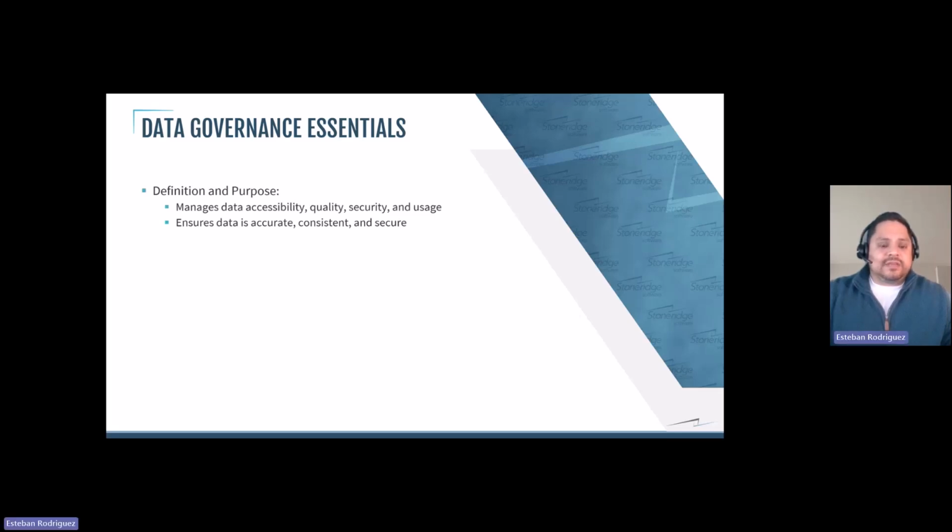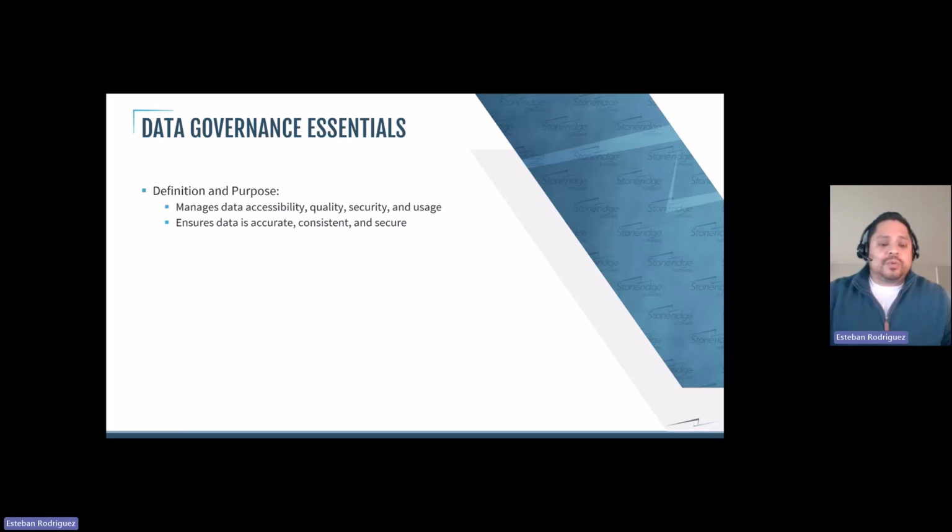So what exactly is data governance? Data governance encompasses the processes, standards, and metrics that ensure effective and efficient use of information in enabling an organization to achieve its goals. It is about managing accessibility, ensuring quality, securing data, and regulating its usage. The goal here is straightforward but critical: to ensure that our data is accurate, consistent, and secure.